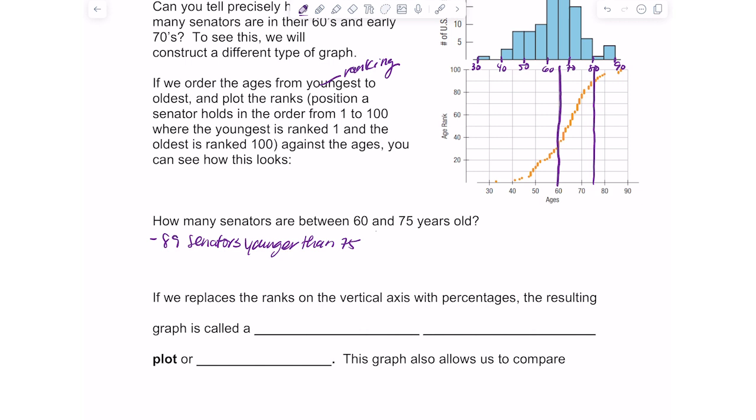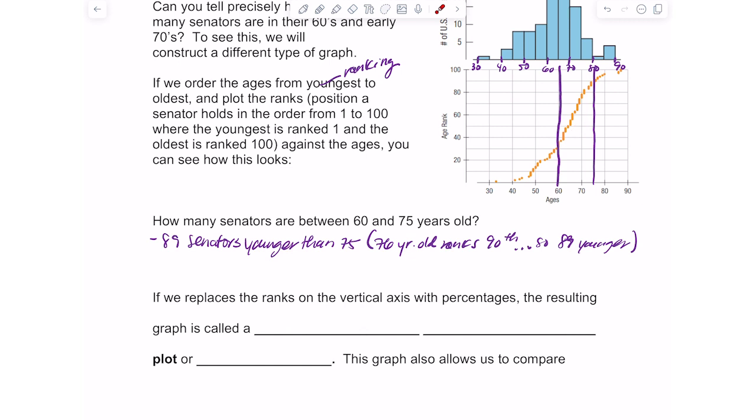Okay, so there's 89 senators younger than 75. And again, I know that, I'm going to put in parentheses here, because a 76-year-old ranks 90th. So there's 89 younger senators, right? So that tells me there's 89 of these on this side. Okay, so I need to figure out this. So how can I get that?